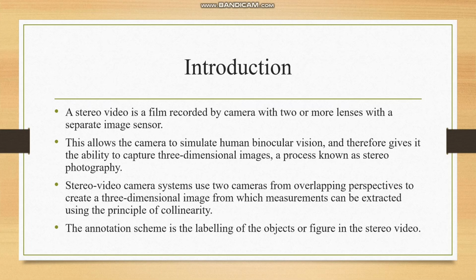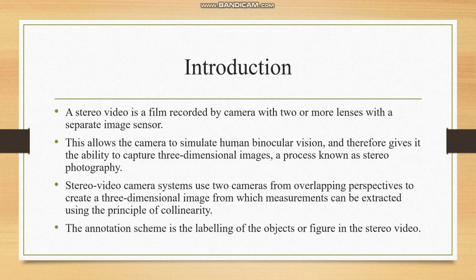So the stereo video is a film recorded by a camera with 2 or more lenses with a separate image sensor, and this allows the camera to simulate human binocular vision and therefore gives it the ability to capture 3D images. This is a process known as stereo photography. The stereo video camera systems use 2 cameras from overlapping perspectives to create a 3D image from which measurements can be extracted using the principle of collinearity.